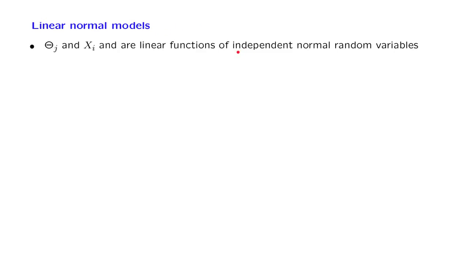What happens in this field is that we're dealing with models where there are some underlying independent normal random variables, and then the random variables of interest, the unknown parameters, and the observations can all be expressed as linear functions of these independent normals. Since linear functions of independent normals are normal, in particular this means that the theta j and the xi are all normal random variables. Carrying out inference within this class of models goes under the name of linear regression.